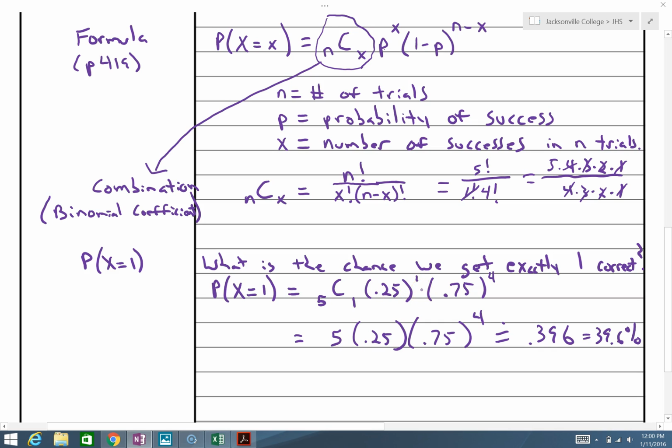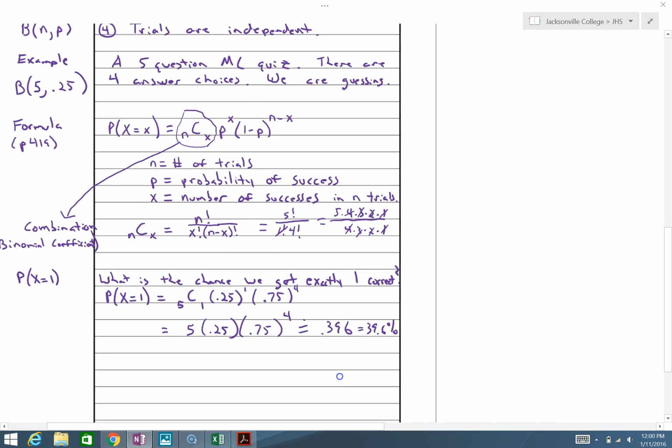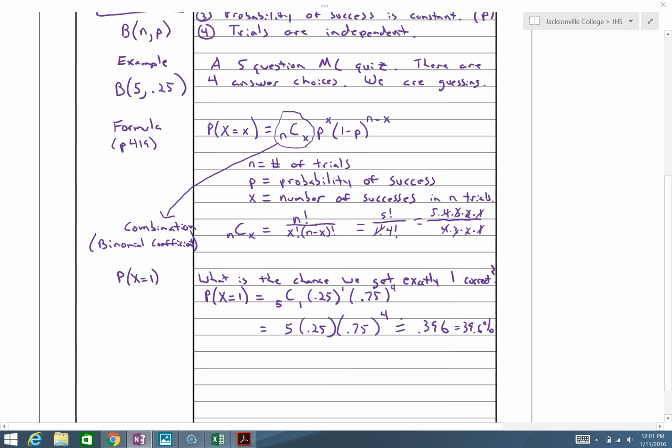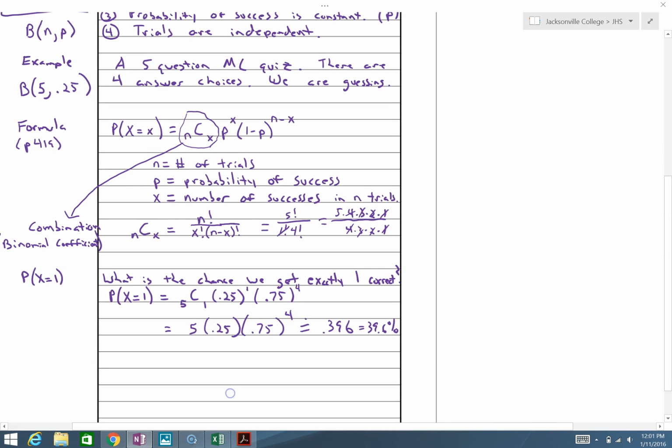This is not for your notes. This is just to think about. I want to see if I can explain where this particular line is coming from. Okay, so we're taking a multiple choice quiz. There's going to be 5 of them. So I'm just going to write 5 blanks. Okay, we're going to consider this 5-question multiple choice quiz.